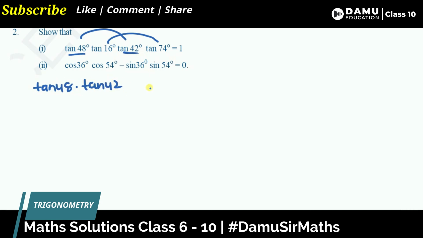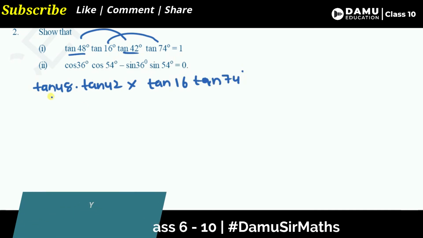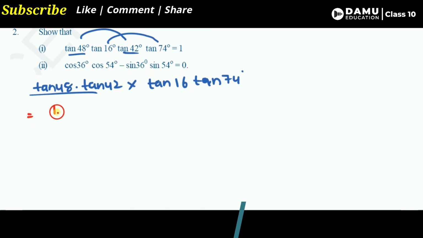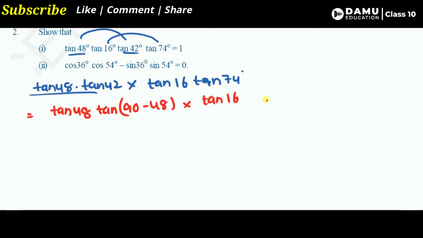So both will be equal. Then next one, another combination, tan 16, tan 74. So let's take the first part. As I told here, tan 48 we write as it is. Then tan 42, we can write it in the format of tan 90 minus 48, into tan 16 degrees into tan 90 minus 16 degrees.